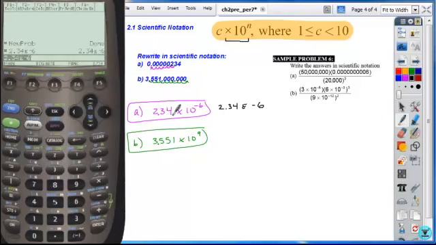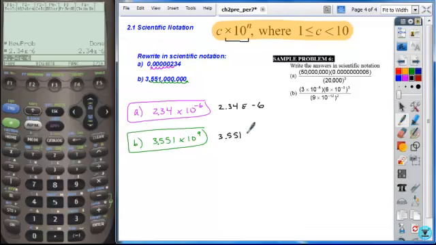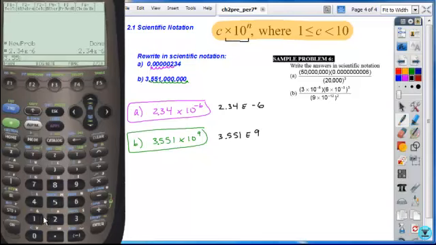Do make sure that you use the change of sign key rather than the subtraction key. If you use the subtraction key here, it won't allow you to do this. For the second part, 3.551 EE, which results in a display of e to the 9, would be how you'd enter that number. So 3.551 EE 9. That's this number, and again, you can see it displays that.